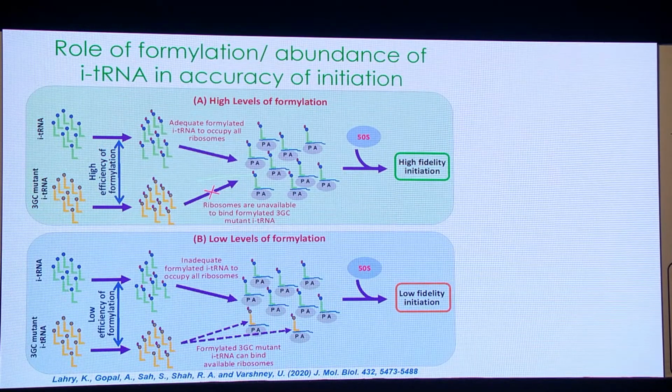So just putting together this cartoon form now, under the conditions of high level of formylation, the wild type tRNA shown here in the green will have the priority to bind to all of the ribosomes and carry out high fidelity initiation. Under the levels of low formylation, you will have a situation that you don't have sufficient tRNA which is formylated, indicated by these red squiggles here, and then the ribosomes are available to bind to the mutant tRNA, and therefore there is some amount of low fidelity initiation. Now, you can make a prediction from here that if you actually cut down the amount of this wild type tRNA to half or one-third, the same situation should happen, that the 3GC mutant should initiate.